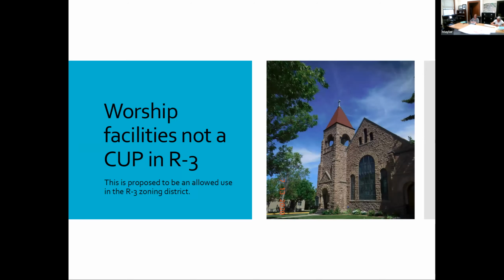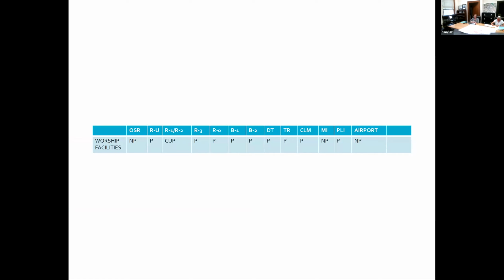Next slide, please. You see that worship facilities would not be permitted in our rural zone, but would be permitted in most of the residential districts, with an exception of a conditional use permit in our lower density residential district, and then would be permitted in our commercial districts, the downtown, this commercial light manufacturing district. It would not be permitted in the manufacturing industrial district, but it would be permitted in both the public lands and institutional district, but not the airport. Next slide, please.